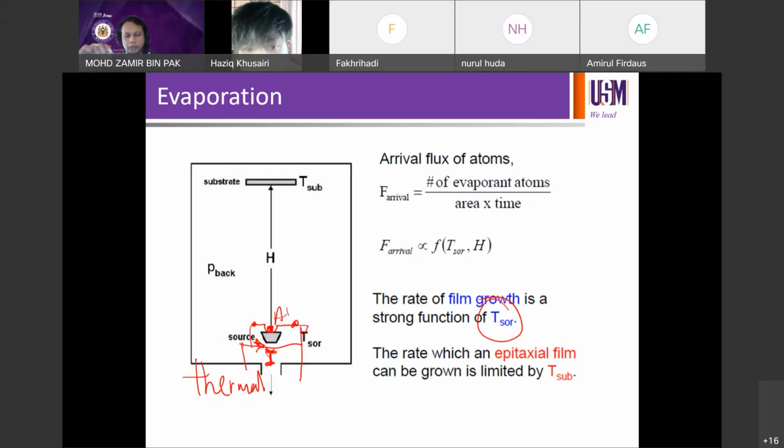Then at some point the material will start to melt, and then it will produce liquid aluminium to be evaporated. Okay, to be evaporated sampai ke substrate ke atas, right? So it's a strong function of temperature because temperature in this case is dependent on the current. The higher the current, the higher the temperature experienced by the material, and that will determine the evaporation rate and eventually the thickness that we'll get. The higher the rate of evaporation, the higher the thickness that you'll get per unit time, right?